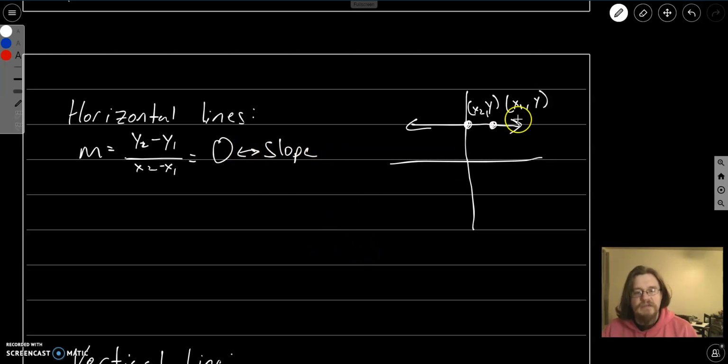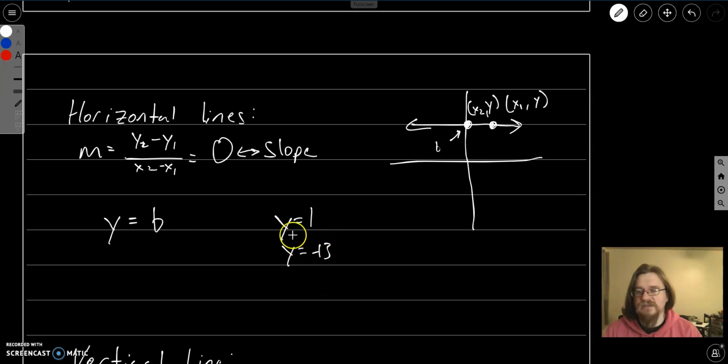And that makes the equation of our line fairly nice. Our line is just going to be y is equal to b, where b here is the y-intercept. So we can graph lines like y is equal to 1, y is equal to negative 13, y is equal to whatever, and we know that the height never changes because it's constant. So this is going to be a horizontal line.